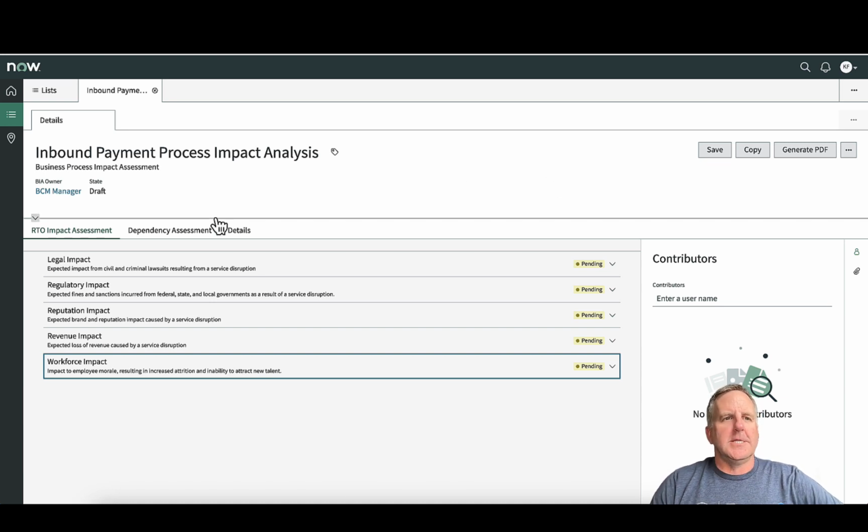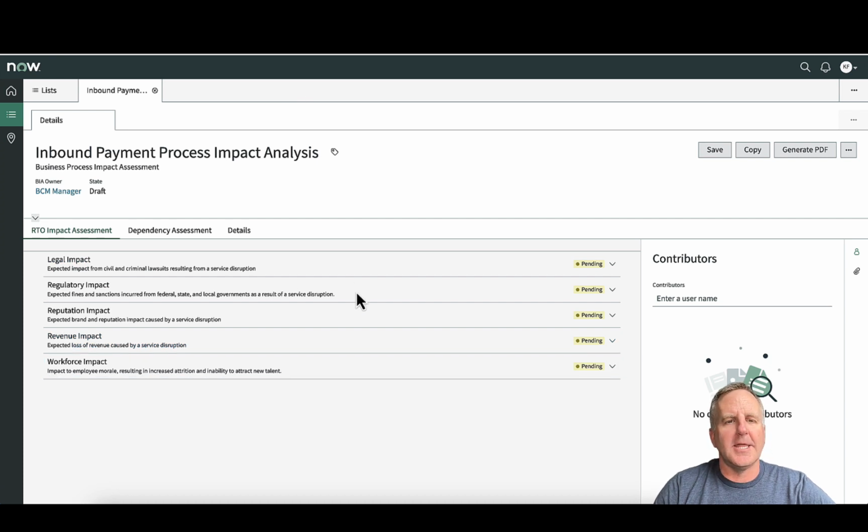Okay, so what am I talking about with disruption duration as it relates to BIA? Here I am in ServiceNow. I'm in the business continuity management application, and I'm in the BIA sub application for that. And I actually have my BIA for my inbound payment process open. So I'm looking at the business process impact assessment, right? I'm assessing the business process of inbound payment process.